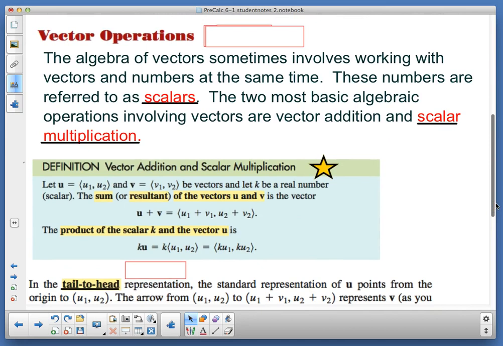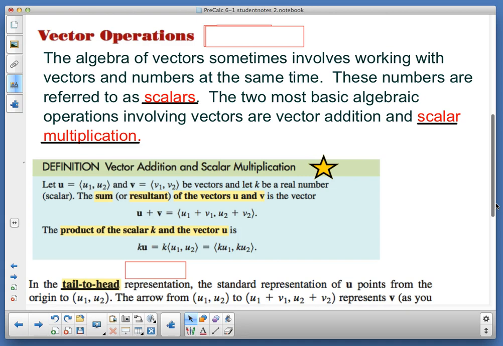Vector operations. The algebra of vectors sometimes involves working with vectors and the numbers at the same time. These numbers are referred to as scalars. So I'm just going to multiply the vector by a value. The two most basic algebraic operations involving vectors are vector addition and scalar multiplication.